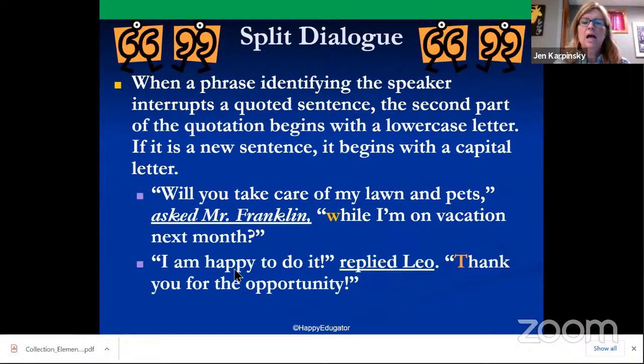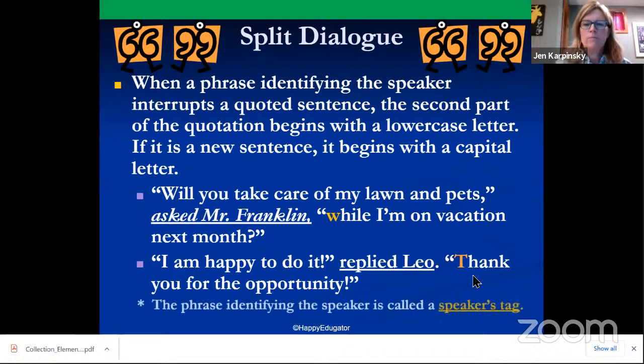On the other hand, "I am happy to do it," replied Leo. "Thank you for the opportunity." Leo's quotation has two separate sentences. "I'm happy to do it" is one sentence. It can stand alone. "Thank you for the opportunity" is a second sentence. It can stand alone. Because they're two separate sentences, they each have their own capital letter. The phrase identifying the speaker is called a speaker's tag. So again, "replied Leo" or "asked Mr. Franklin" are called speaker tags.